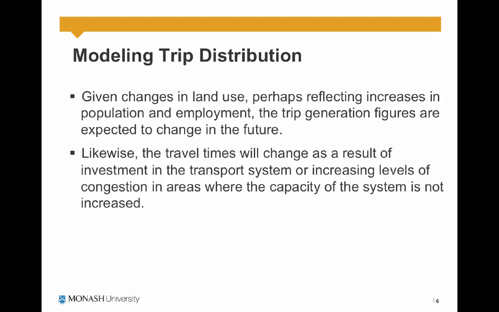When modeling trip distribution, usually land use will change in the future scenario. The changes in the land use are usually reflected in population and employment change, and as a result, trip generation figures are expected to change in the future year. Likewise, travel times are expected to change, mainly because of investment in the transport system or increasing, or sometimes decreasing, level of congestion in areas where the capacity of the system is not changed as needed.